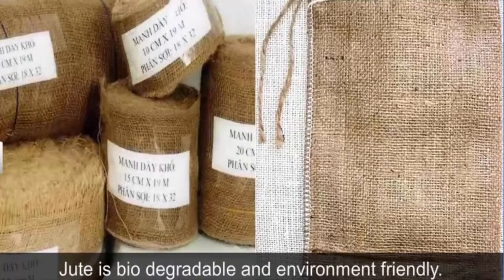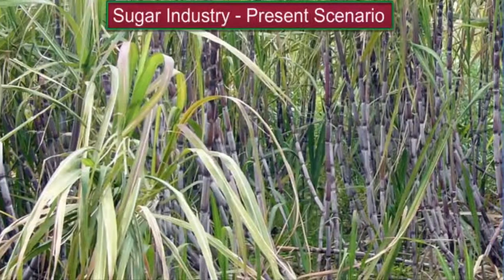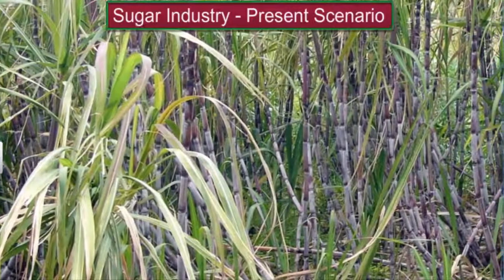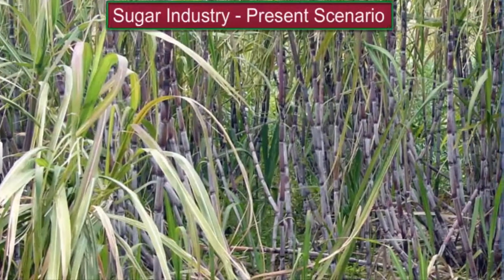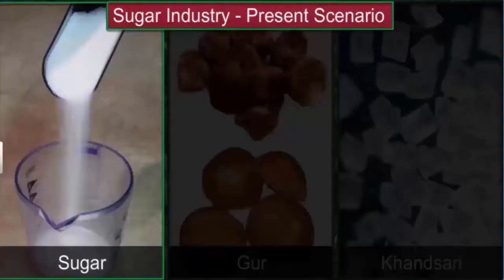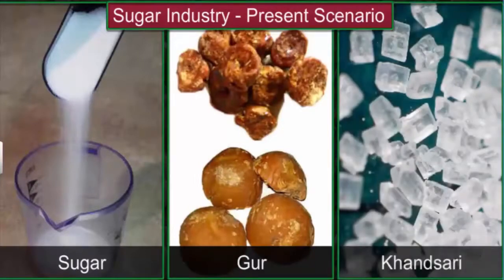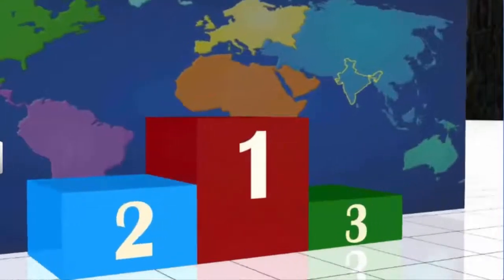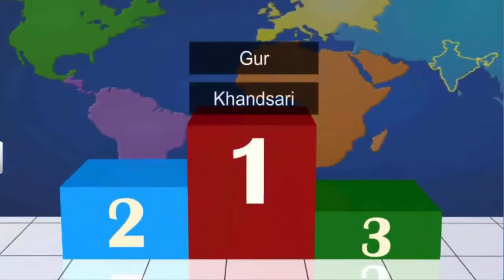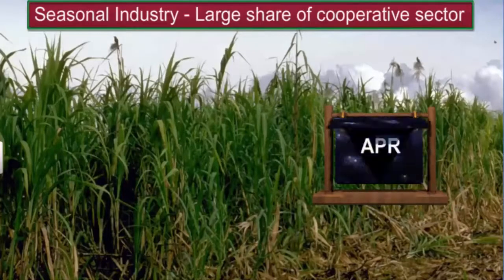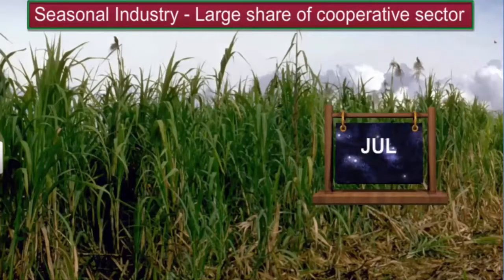The sugar industry uses sugarcane as the main raw material and produces several products like sugar, gur or jaggery, and khandsari. India is the largest producer of gur and khandsari and the second largest producer of sugar in the world. The sugarcane crop takes almost an entire year to grow. Thus, it is not available all the year round. This makes the sugar industry a seasonal industry.